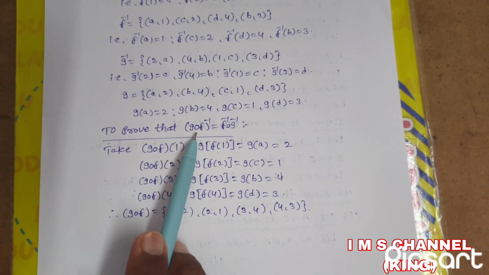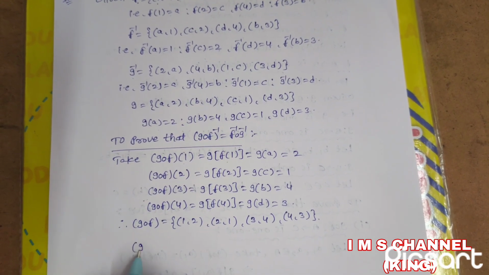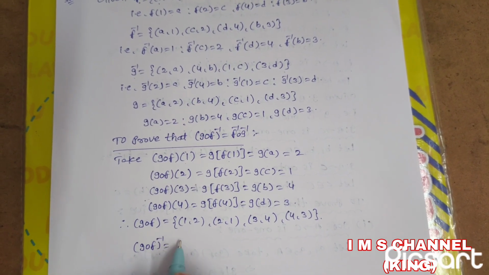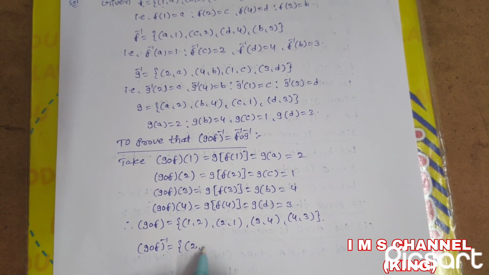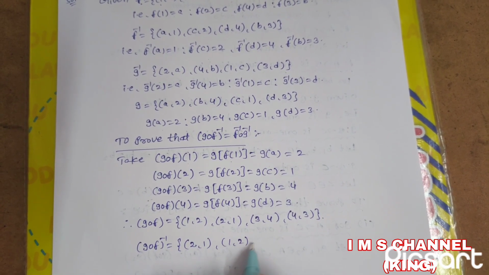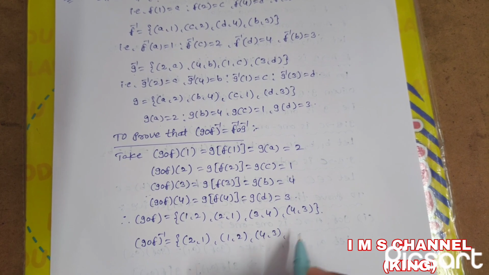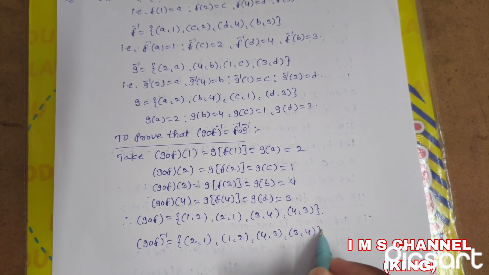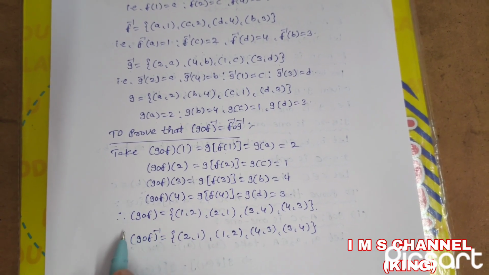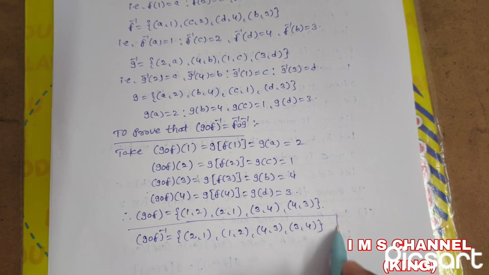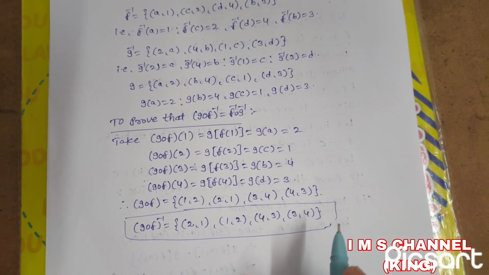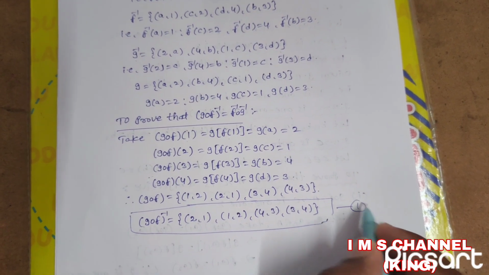Here LHS is (G circle F) whole inverse. Now find (G circle F) whole inverse. Given function mapping is (2, 1), (1, 2), (4, 3), (3, 4). Just interchange; domains and codomains are interchanged. Okay, this is equation number 1.